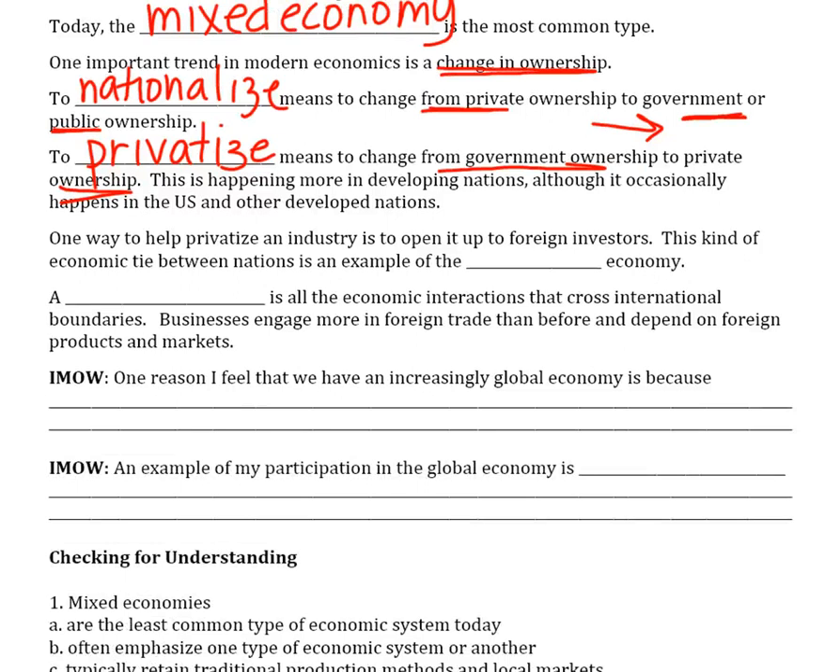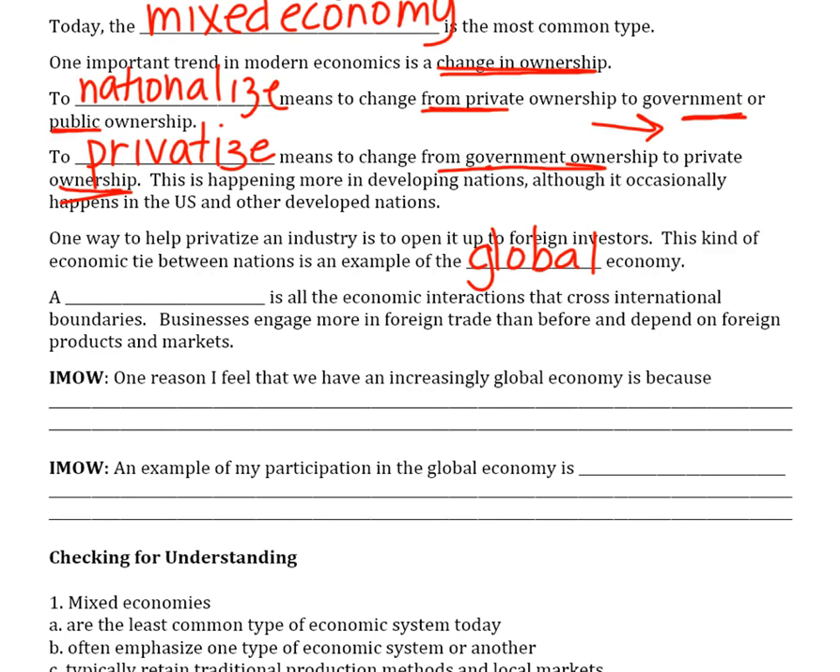One way to help privatize an industry, and hopefully you're thinking to yourself, privatize means going from government ownership to private ownership, is to open it up to foreign investors. This kind of economic tie between nations is an example of, did you guess global economy? We do have a global economy. That means that it's really tough to just have one country being self-sufficient these days. We rely on countries for everything.